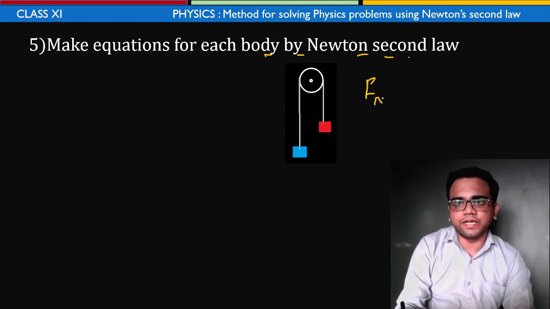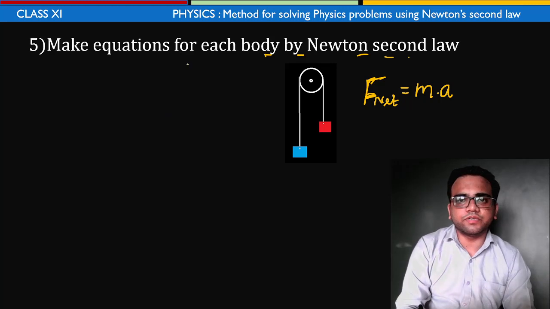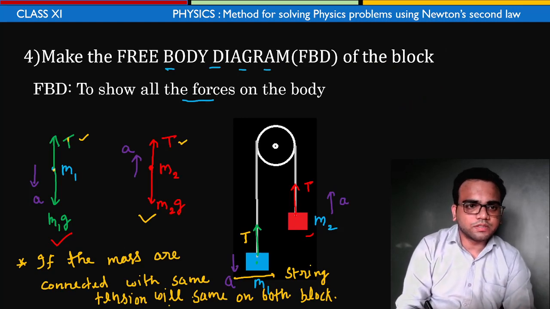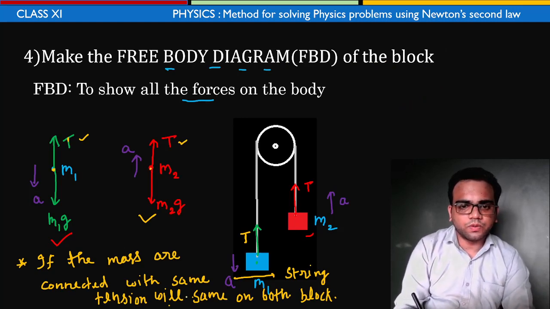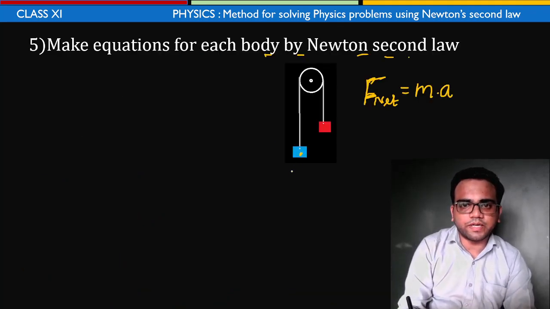What is that? F net, the total force on the body, is equal to the mass of the body times the acceleration of that body, right? So make the equations. For making the equations we need the free body diagram of both the bodies, right? We have already drawn these two diagrams, but again we are doing this. This is our m1, this is our m2.